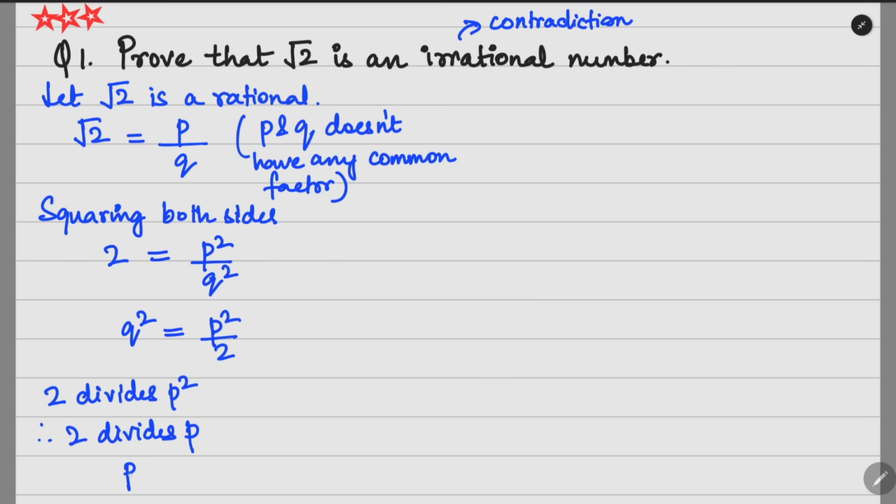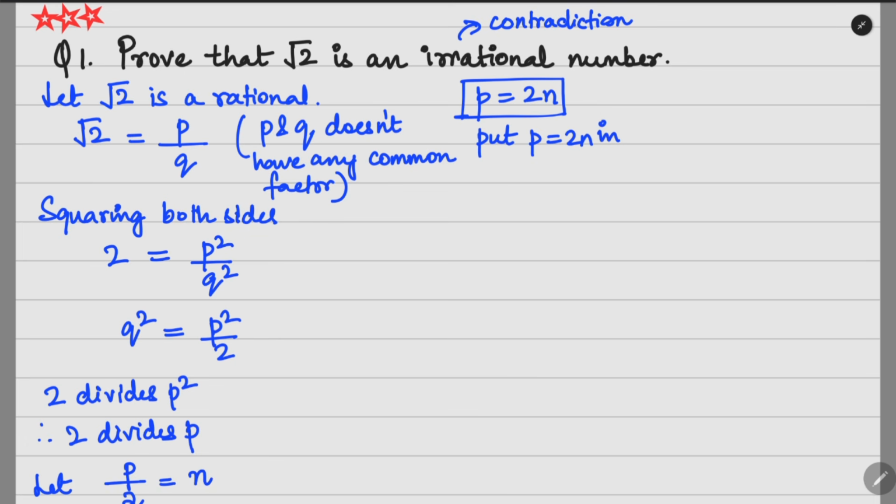So let's assume that p by 2 is another number n. Let's take p by 2 equal to n, which means what is p? Cross multiplying, p is equal to 2n. Remember this: p is equal to 2n means p is a multiple of 2. So if n is 1, p is 2. If n is 2, p is 4, like that. So p is nothing but a multiple of 2.